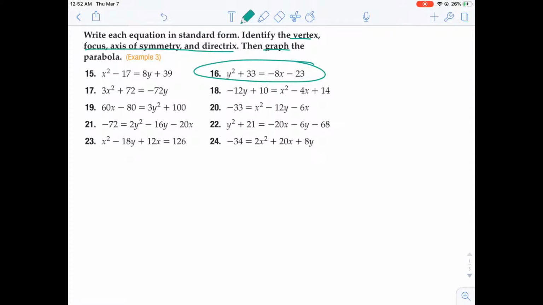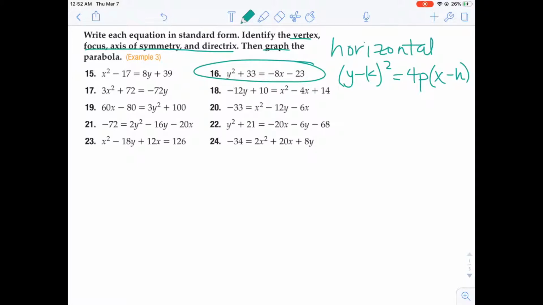So first thing I notice, y is being squared. So that is telling me that we are going to have a horizontal parabola. Once I know it's a horizontal parabola, I know what its standard form is supposed to look like. It's going to be y minus k squared is equal to 4p times x minus h. So that's what we're going to try to get this to look like.